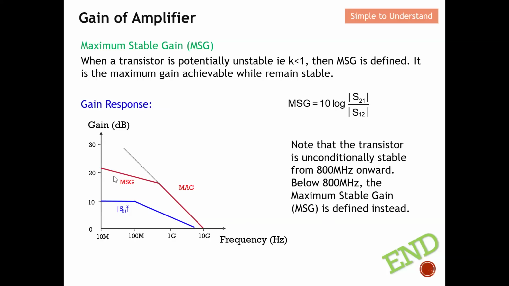For MSG, as illustrated here, under this situation we have this potentially unstable region, and this is the maximum stable gain that we can achieve. But the maximum available gain here is used for the always stable consideration. When K is more than 1, then we calculate the maximum available gain. But if we calculate that K is less than 1, then this is the maximum possible gain that you can achieve. So with this, I'd like to end my discussion.